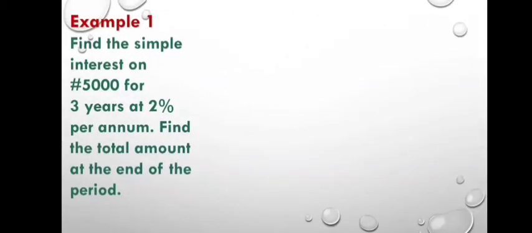Now let's take an example. Find the simple interest on 5,000 naira for 3 years at 2% per annum. Like I said before, per annum means yearly. And also find the total amount at the end of the period. That is at the end of the 3 years. What is the accrued or accumulated amount? Now let's begin the calculation.